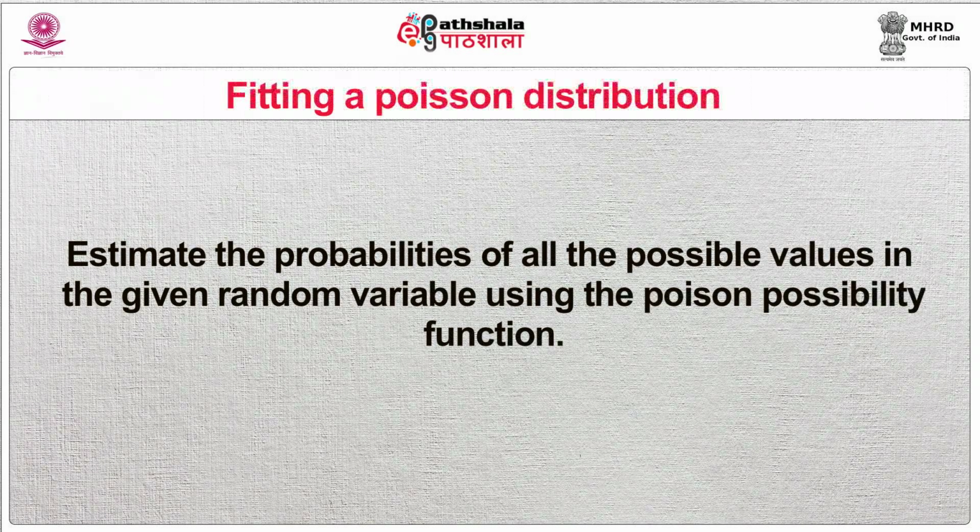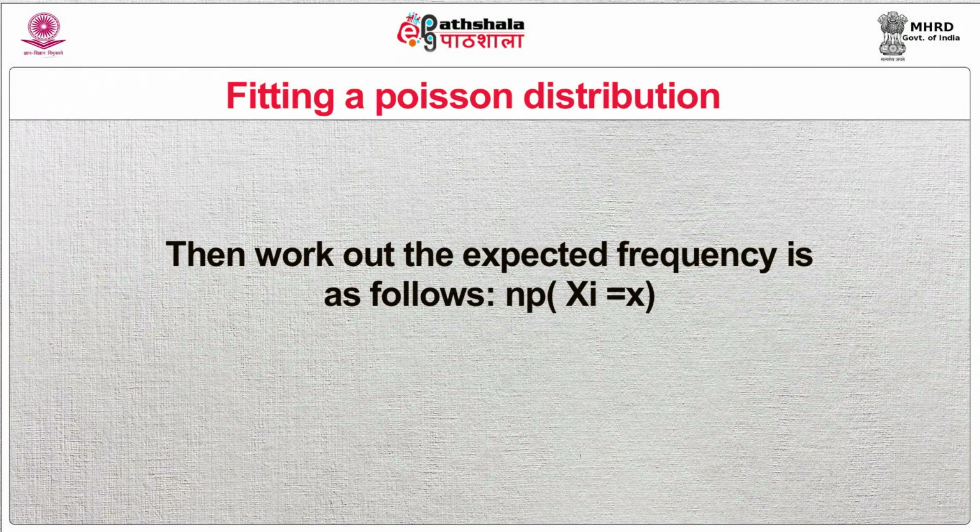Second, estimate the probabilities of all the possible values in the given random variable using the Poisson probability function. Thirdly, work out the expected frequency as follows: N P(X = xi).